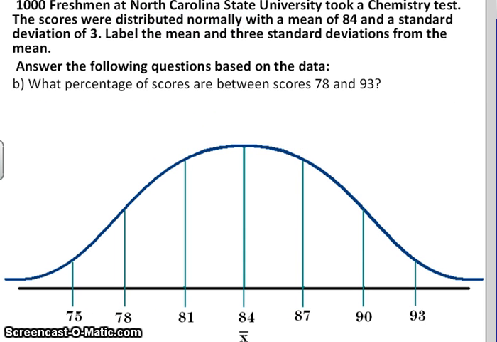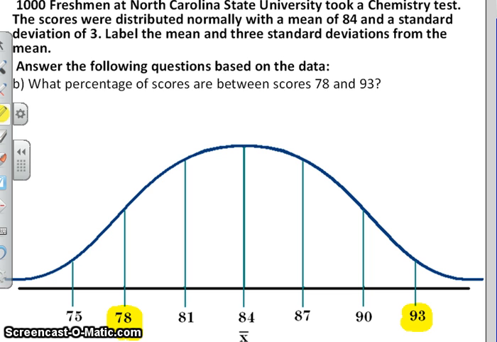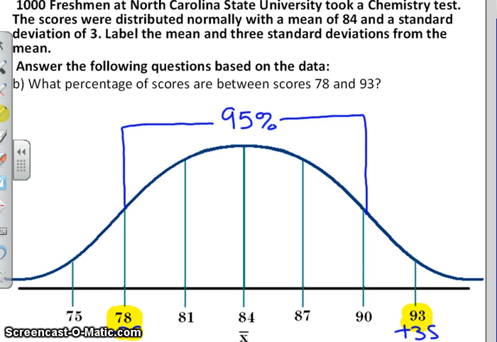Starting with the same situation, they now want to know what percentage of scores are between the scores 78 and 93. So just like last time, I have to locate them on my distribution first. Now that I have located them, I want to look at how many standard deviations above or below the mean those two values are. I can see that 78 is 2 standard deviations below my mean, and 93 is 3 standard deviations above my mean.